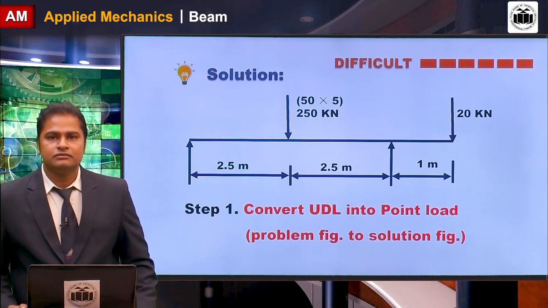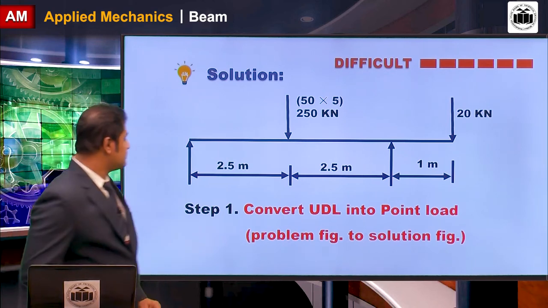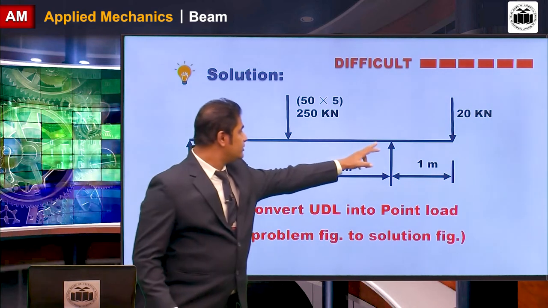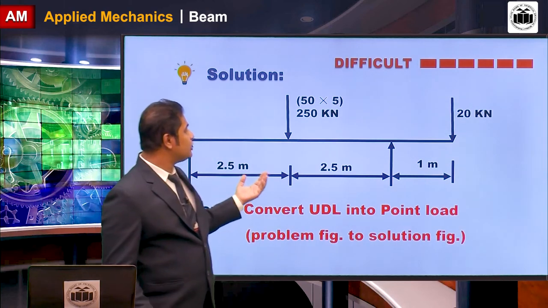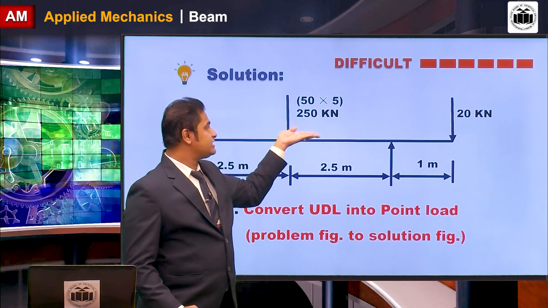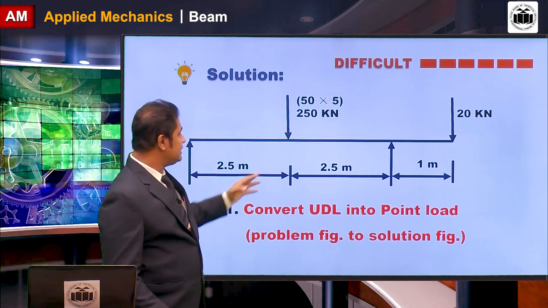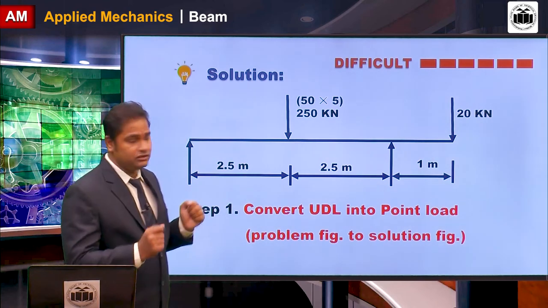Step 1. Convert the UDL into a point load, meaning problem figure to solution figure. Here the total intensity of UDL is converted into a point load. The intensity of UDL is 50 into 5, that's equal to 250 kN. It acts exactly at the center of the span of the UDL.